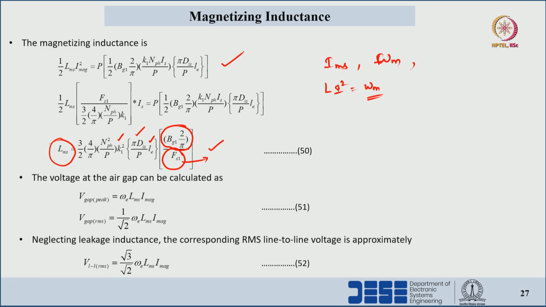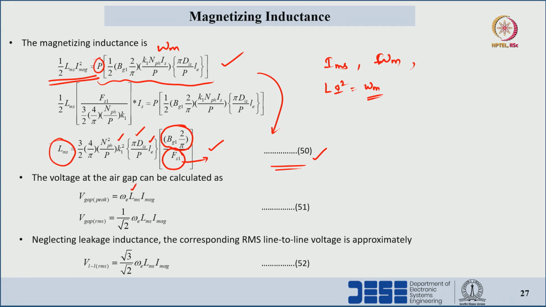In order to derive the magnetizing inductance we have to equate half L i square to P, the total number of poles, into the field energy. Based on that we can get the final equation for calculating the magnetizing inductance. The equation number 50 will give the magnetizing inductance.